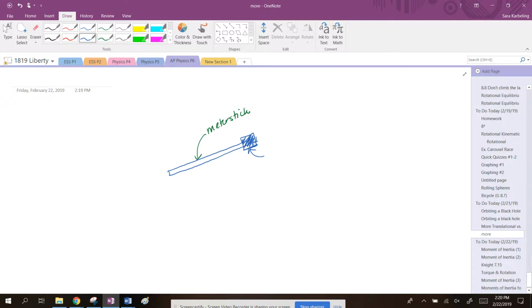Okay. Imagine that you have a big stick with a mass attached to it. Let's draw a hammer. That works.